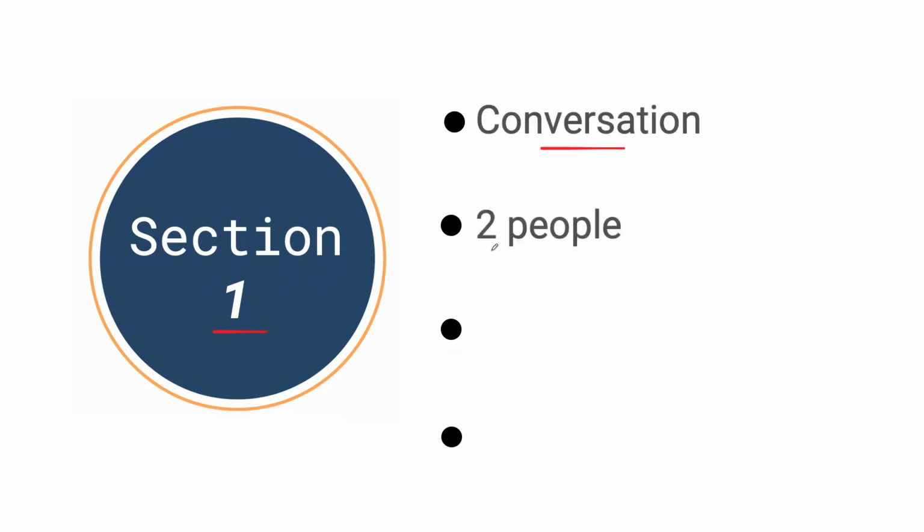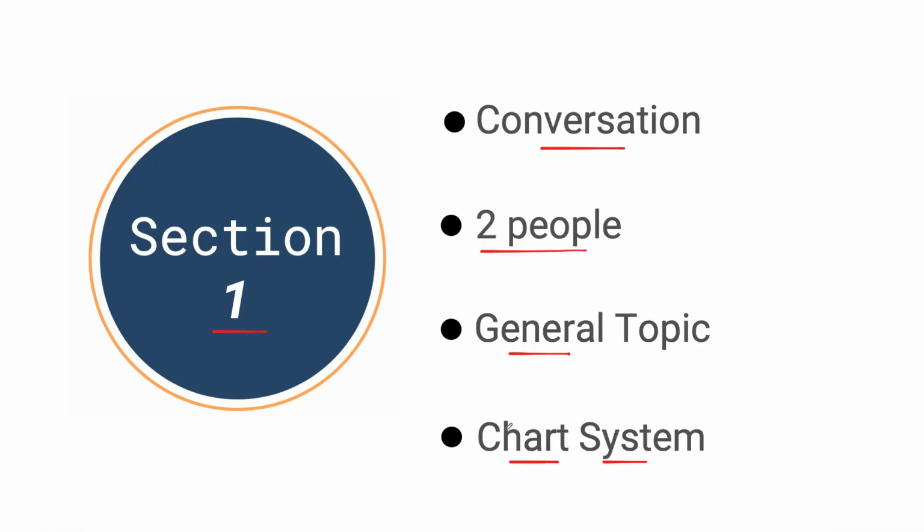We'll be looking at sections 1 and 2. Our first example will be in section 1. And with section 1, you can expect to hear a conversation between 2 people. And the topic will be general, an everyday topic. Generally, we would use the chart system for this to take our notes. But since we have a visual aid today, either a form, a table, or notes to fill in, we're going to work directly on the visual aid.